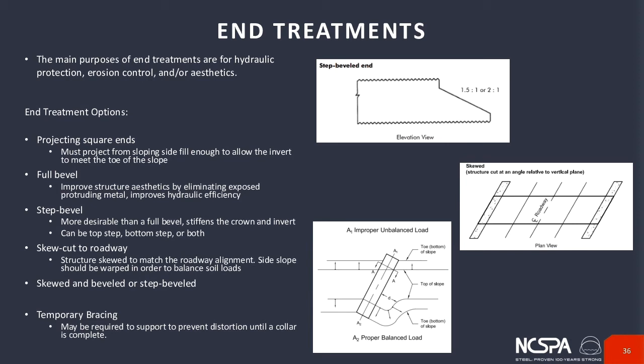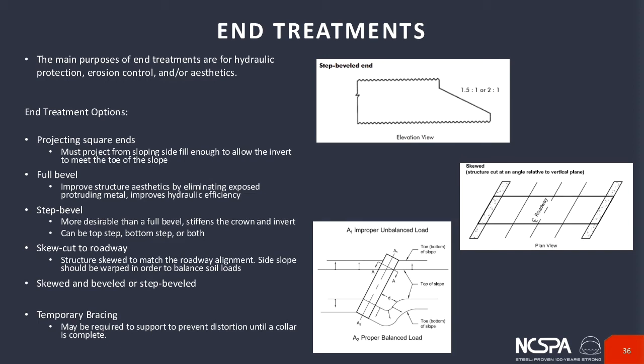Then there are a couple bevel considerations. You could do a full cut, so that would be cut from the crown diagonally all the way down to the invert. So this will improve the structure aesthetics and hydraulics by removing the excess metal, but it's also not recommended for pipe arches because you're losing a lot of stability at the bottom of the pipe.